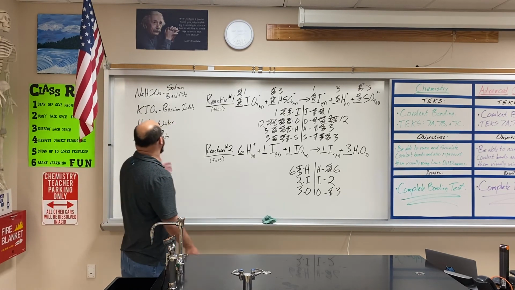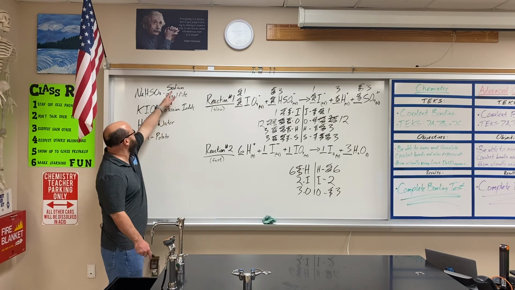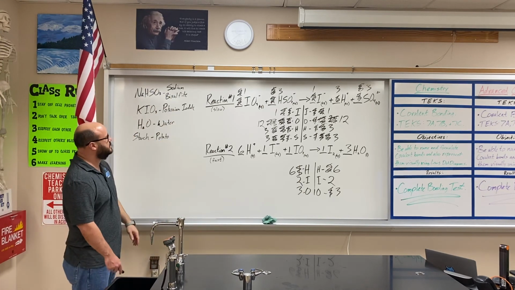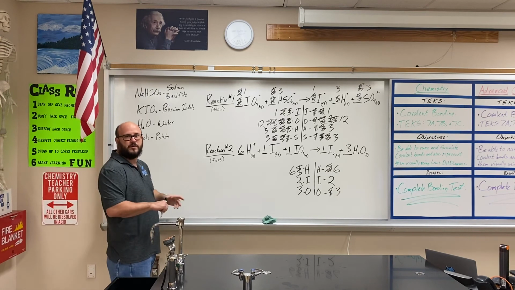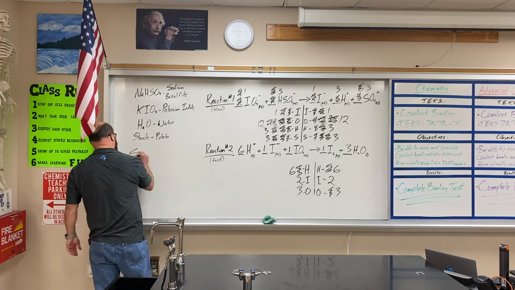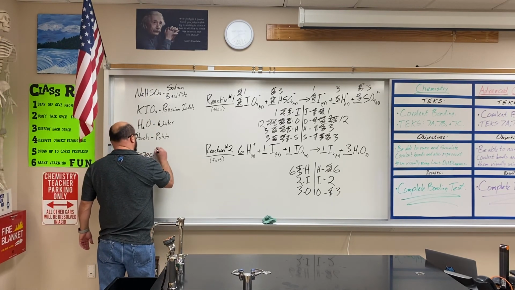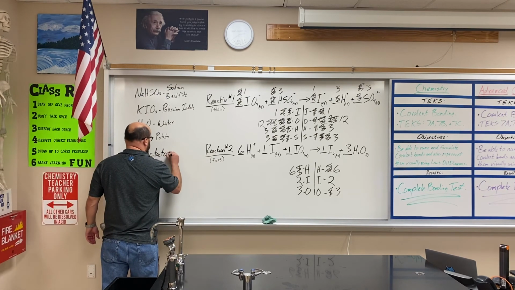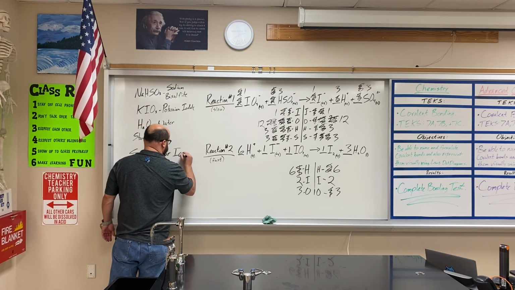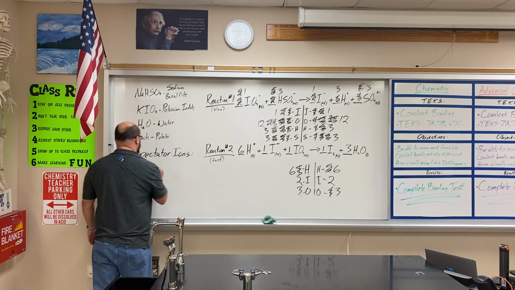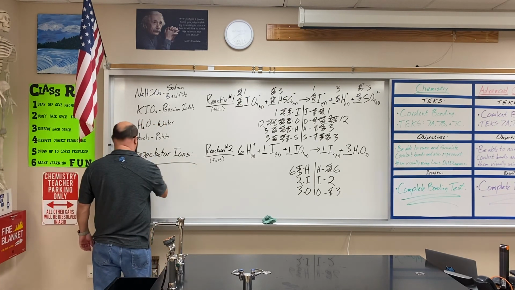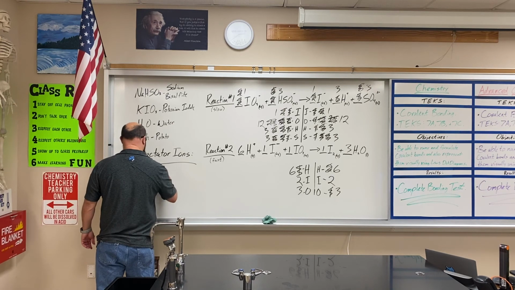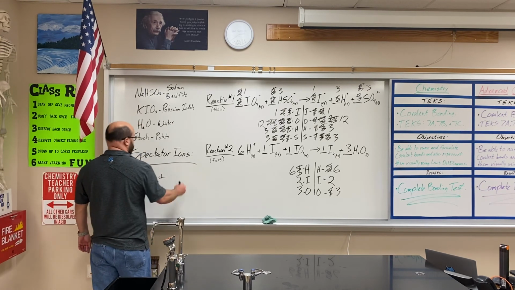Now, some of you may be saying, what happened to potassium and sodium? They're not in either one of these. They're not important. They didn't play a part in this reaction. We call them spectator ions. And as you can tell from the name, a spectator ion just watches the reaction happen. So we've got sodium and potassium.